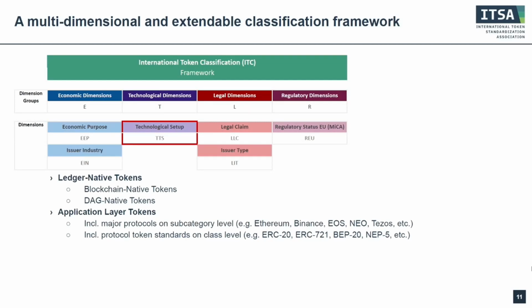First, the technological dimension. We differentiate between ledger native and application layer tokens. We have blockchain native and DAG native tokens. And then for application layer tokens, we look into major protocols and even further into token standards on these protocols. So for example, we classify tokens whether they are ERC20, ERC721 if they're on Ethereum, or if they're on Binance, maybe they're a BEP20 token, and so on for EOS, NEO, Tezos, etc.